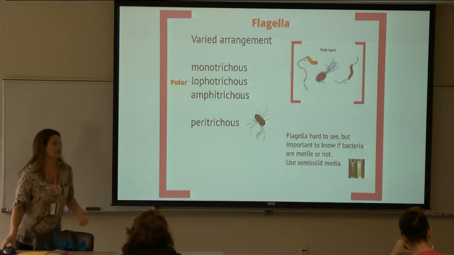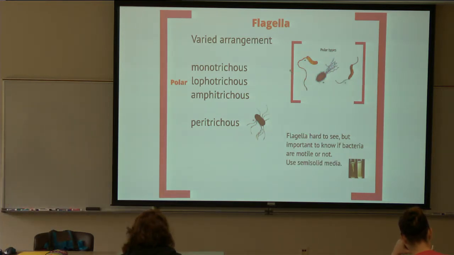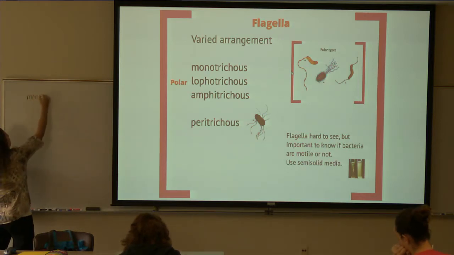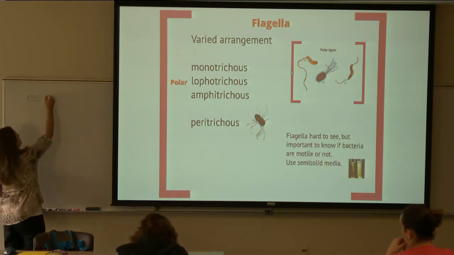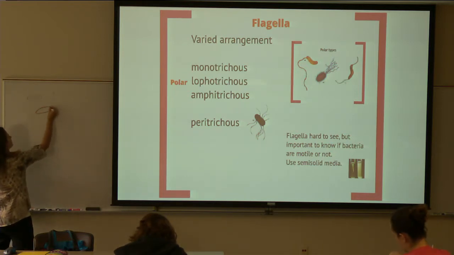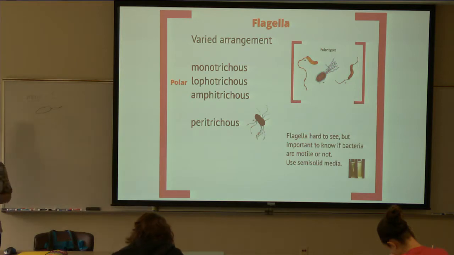Next up, we'll talk about arrangement. It might be good practice just to draw them in your notes. We have 4 different arrangements for flagella. Trichus refers to the flagellum, and the first part of the word will tell you the arrangement of the flagellum. The first one is referred to as monotrichus. Mono means one. There is one flagellum with monotrichus. So we're going to draw that. Here's the bacteria. There's one flagellum. Pretty straightforward, right? Monotrichus means one, so you just draw one single flagellum.